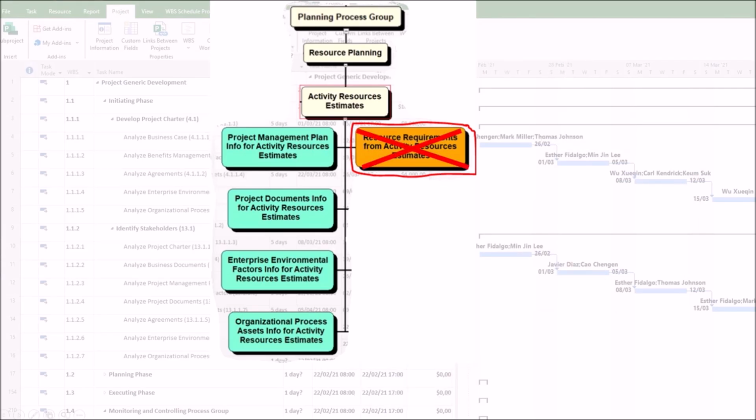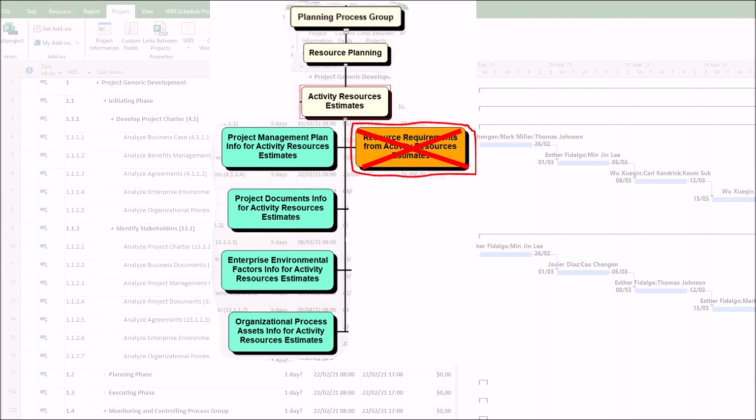How can a poor resource requirements output harm the estimate activity resources process? A poor resource requirements output from the estimate activity resources process directly harms the subsequent processes by creating a flawed foundation. It's a case of garbage in, garbage out. Let's clarify the process flow.